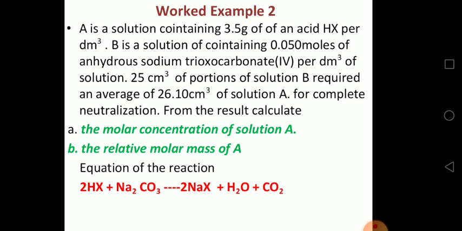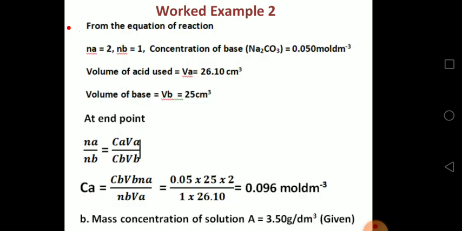Now, from the equation of reaction, we can deduce the mole ratio. We can say that the number of moles of the acid is 2, while that of the base is 1. Then we can determine the concentration of A in mole per dm cube, and that's the molar concentration of solution A. Now, from the equation of the reaction, we have this, just as I've mentioned earlier, and these are the other parameters that have been given.